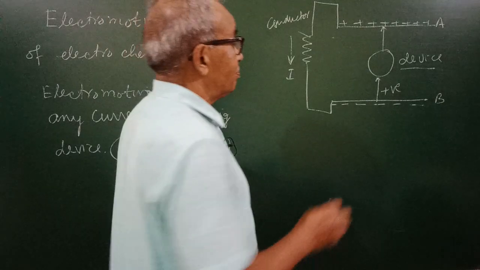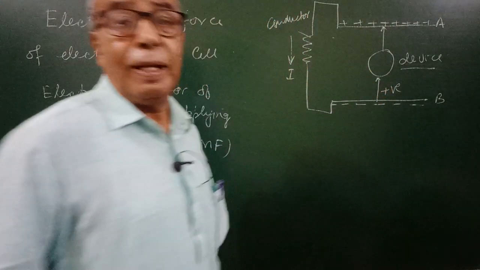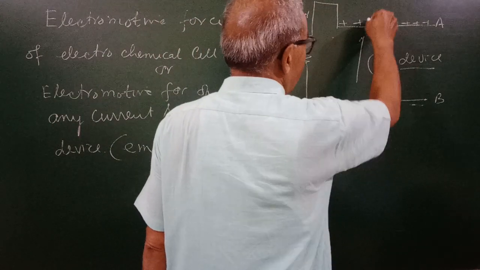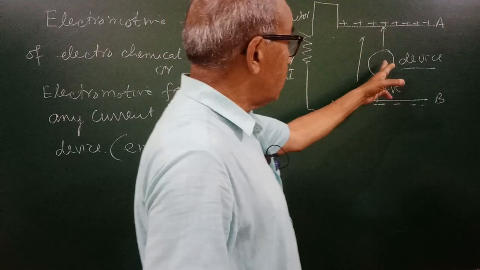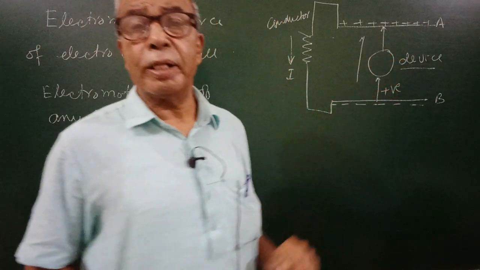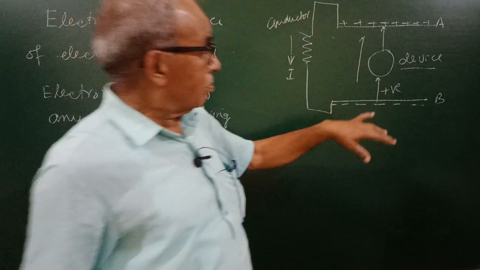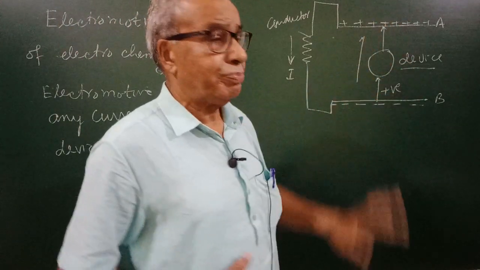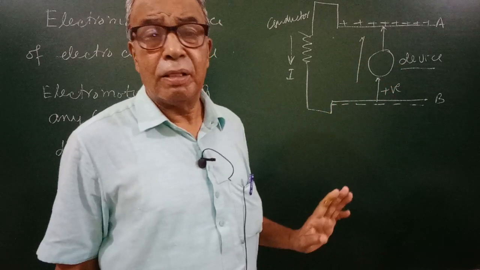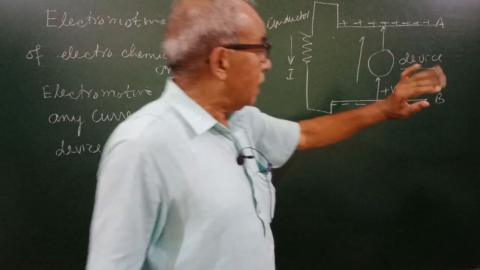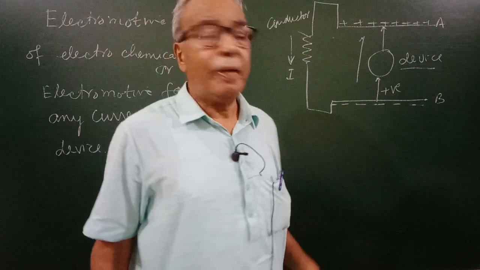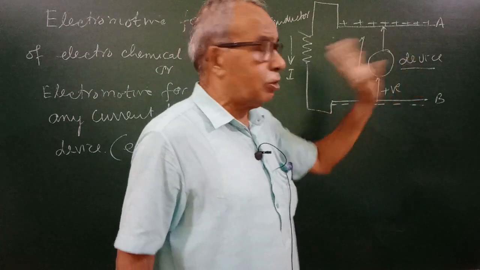But what is happening? You know, like charges repel. So the charge which is given to this plate will be repelled. So this device has to do work. This device has to do work in supplying positive charge from B to A. This work done by this device in supplying unit charge from B to A is, in fact, called the electromotive force of this device.